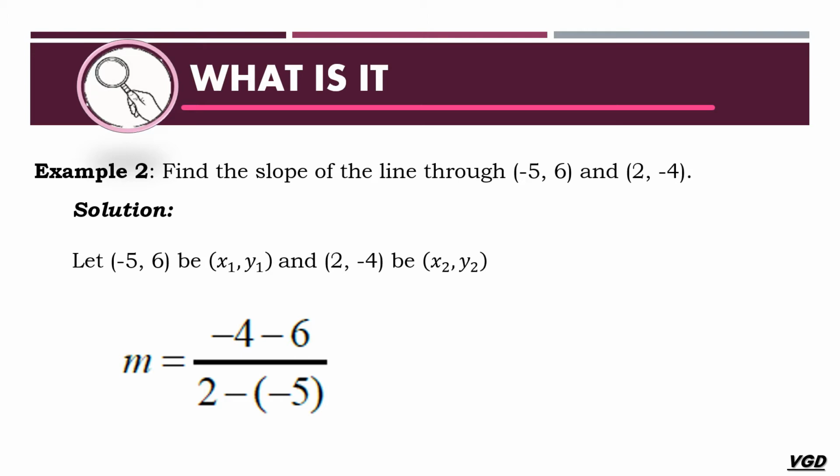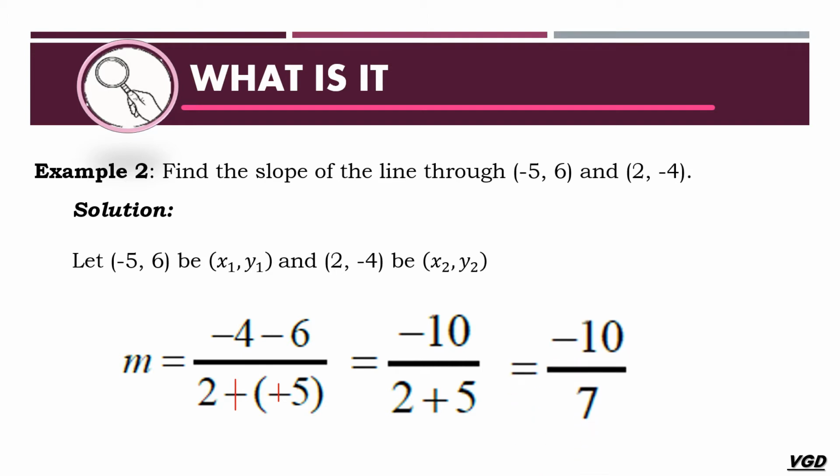And let's simplify. So -4 minus 6 is equal to -10. And take note that as we subtract different signs, the rule is the operation will become addition, and the subtrahend will become the opposite of its sign. So it's -5, so it will become +5. That's why we have here -10 over 2 plus 5, which is equal to -10 over 7. And that is the slope of the line in this example.